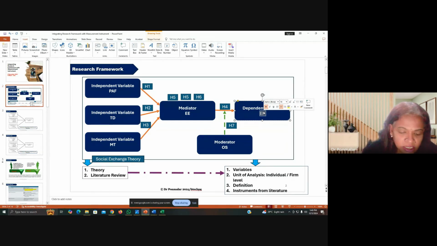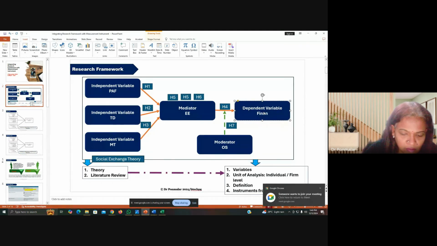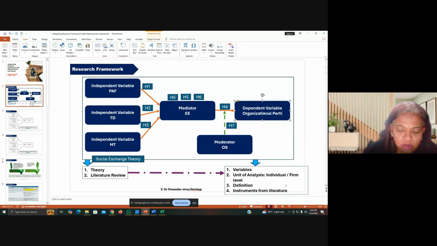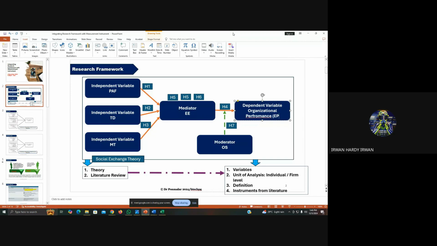Can I change this to organizational performance? OP. I change from EP to OP. Can I do that? No. Why? Can or cannot? It's firm level.